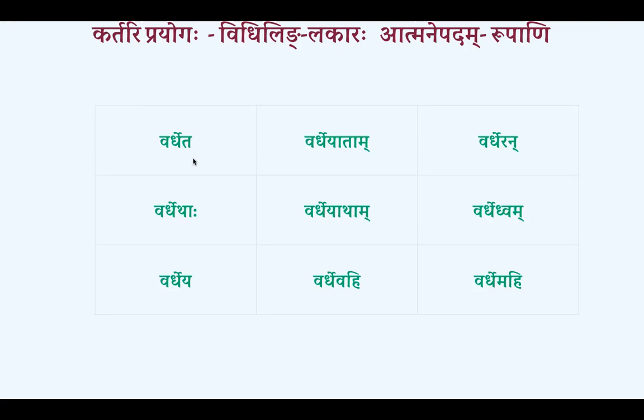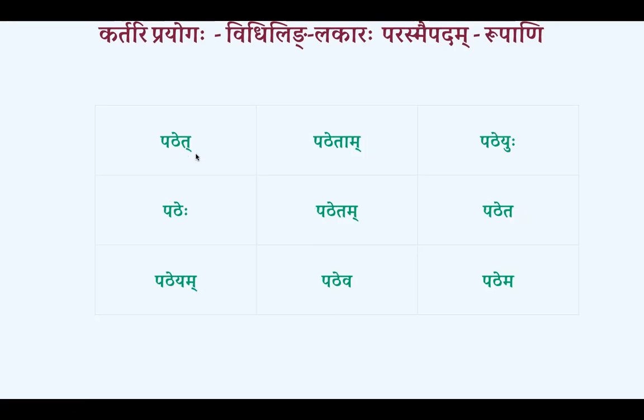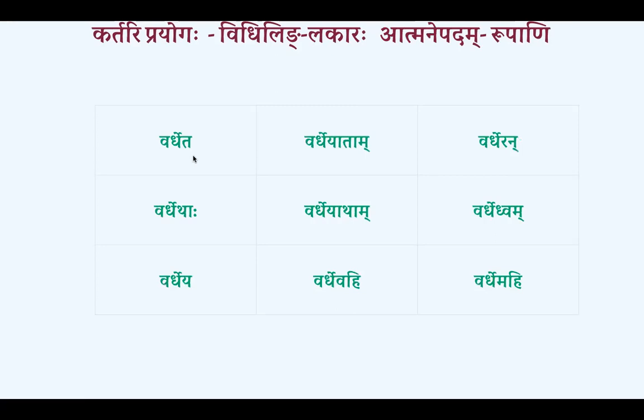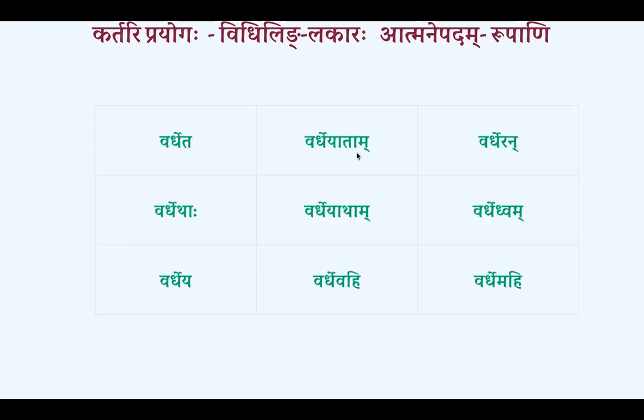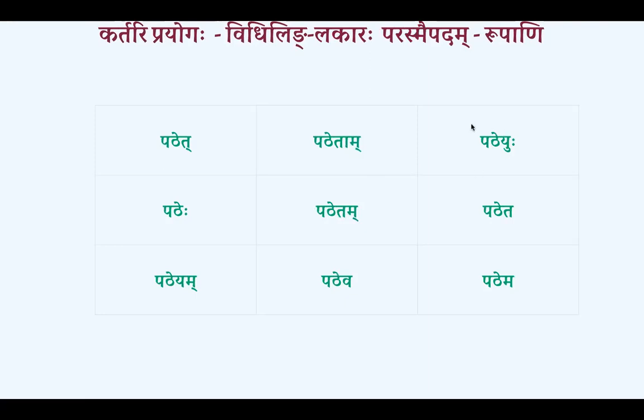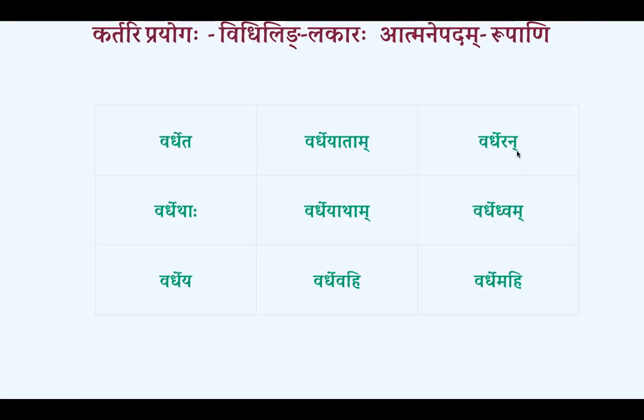Vardeta, Vardeyatam, Vardeyuh. So in Atmanepadi, the forms are somewhat different. Vardeta, whereas in Parasmaipadi, pathet, atra halanta asti, atra halanta nasti, pathet, vardeta. Other forms are also different. It is Vardeyatam, it is not just Vardetam. And in the plural, it is Vardeyuh. I'm sorry, but that is how it is.